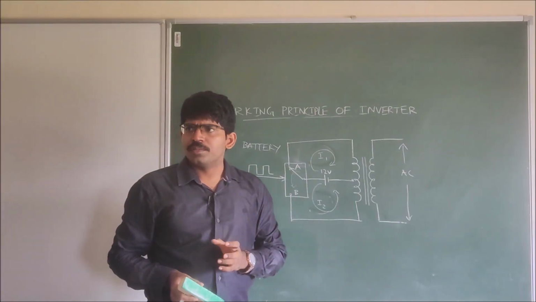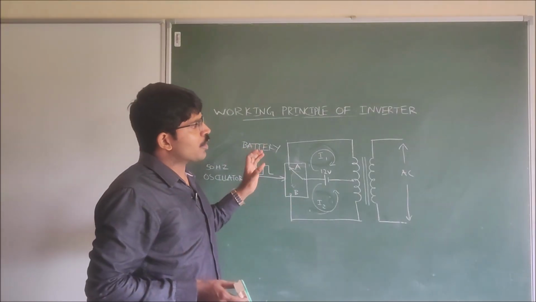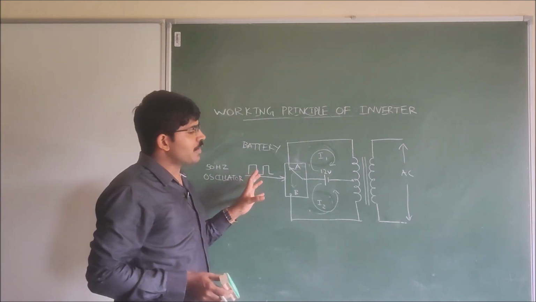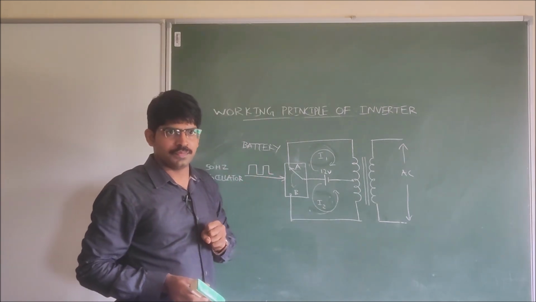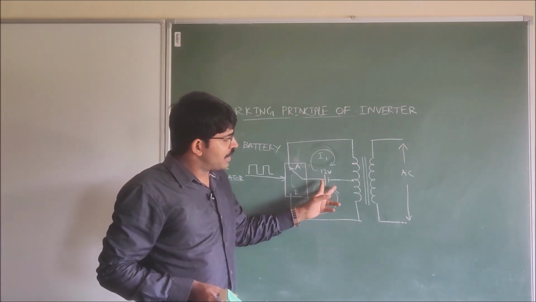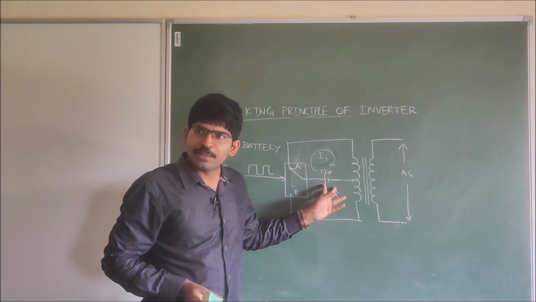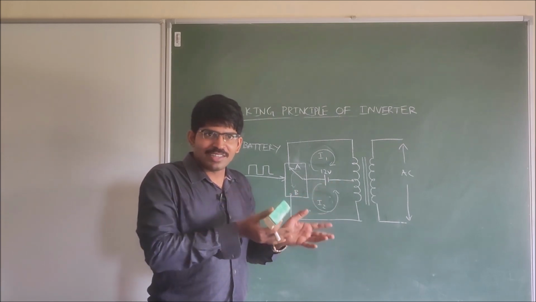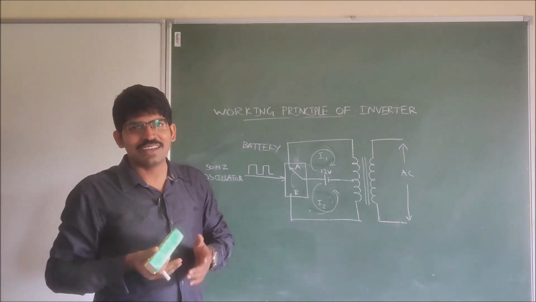Now we are discussing the working principle of an inverter. Here we have taken the basic circuit. In this circuit, we are taking a 12 volts DC battery. Inverter is nothing but we are converting a DC signal to AC signal.